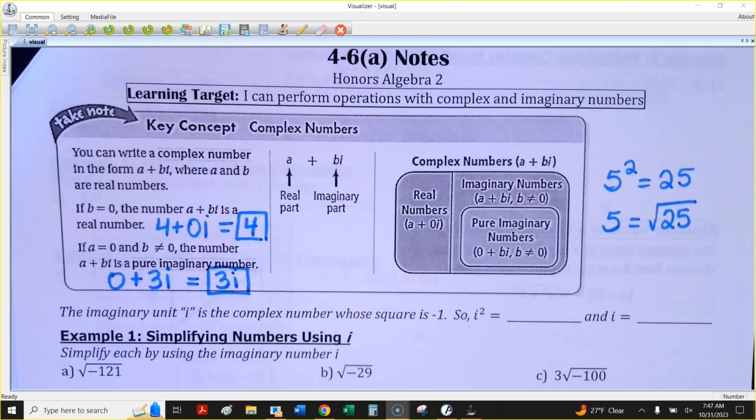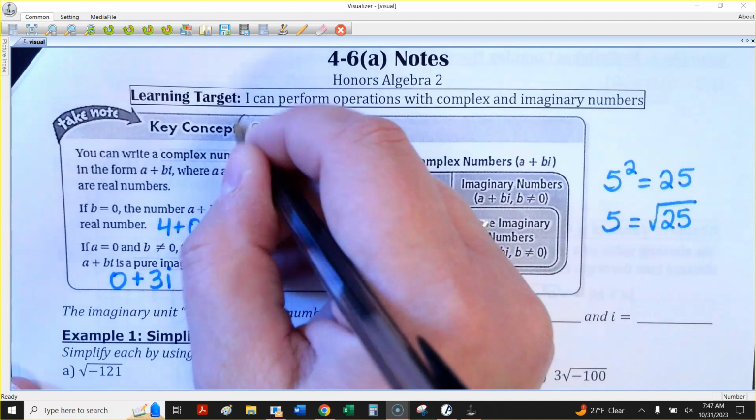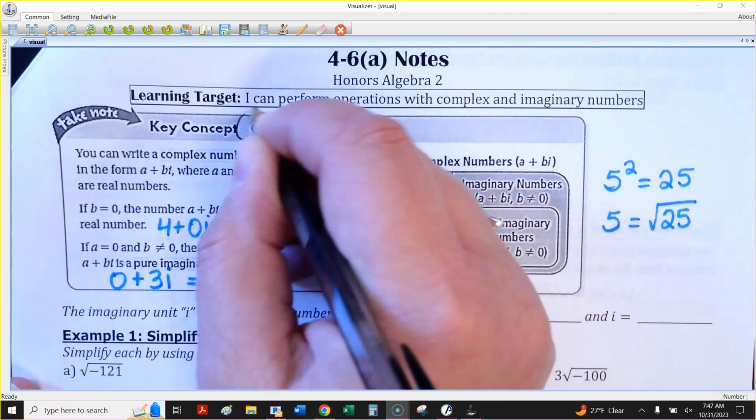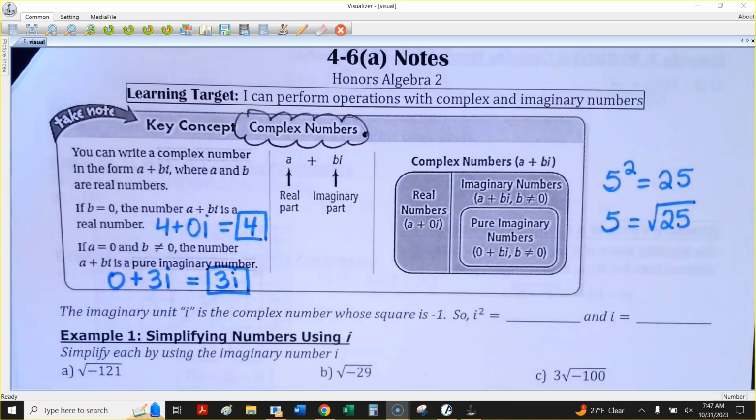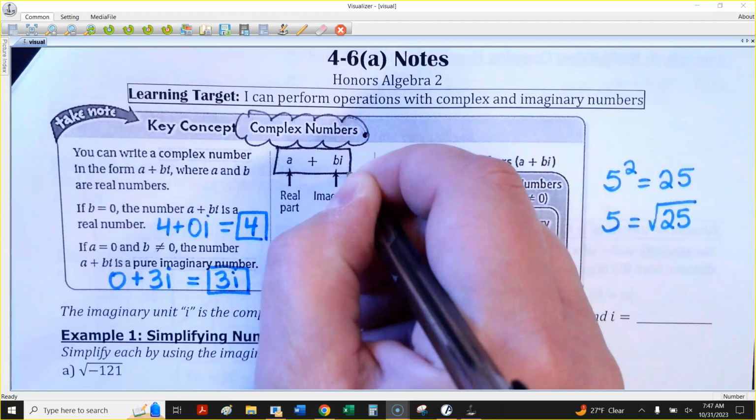of these with you guys so you could see them. So these fall under the category of what we call complex numbers. And complex numbers come in this format. They call it a plus bi.